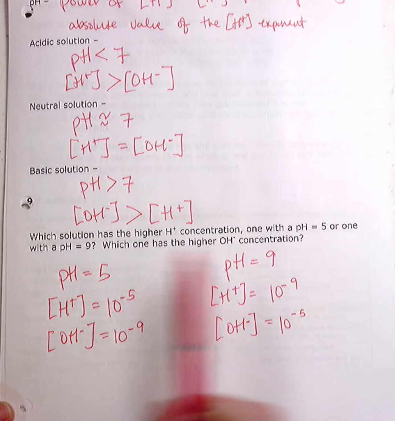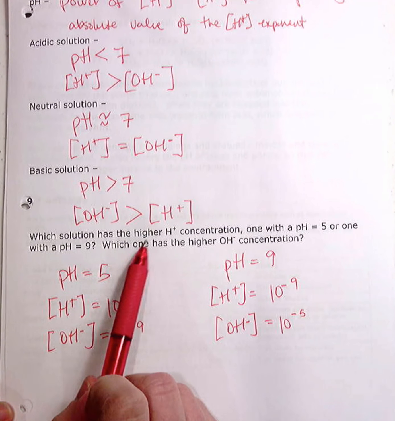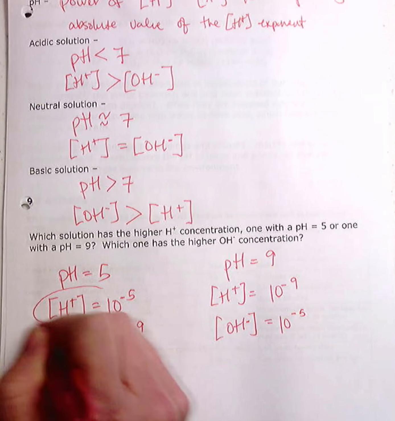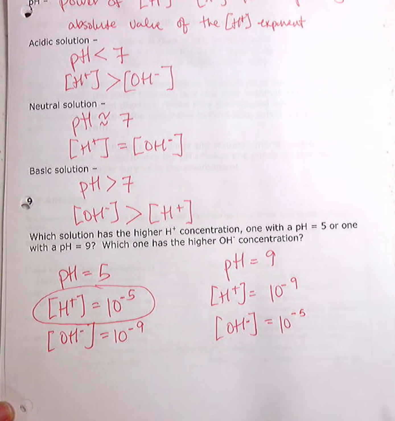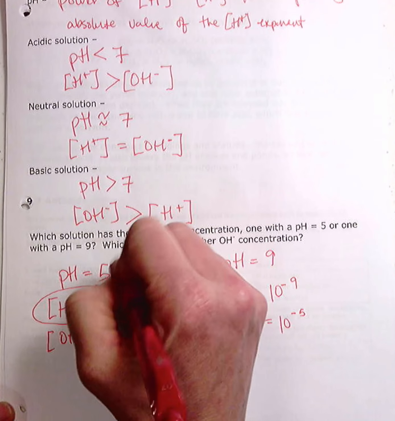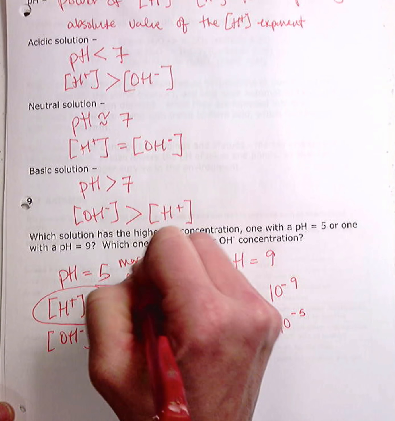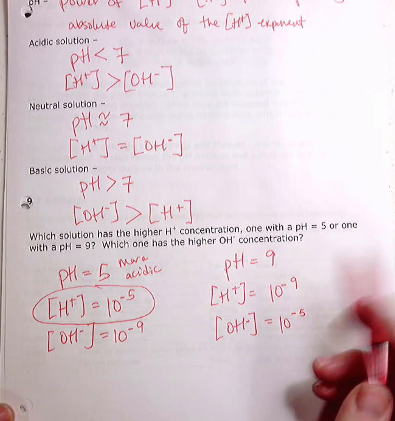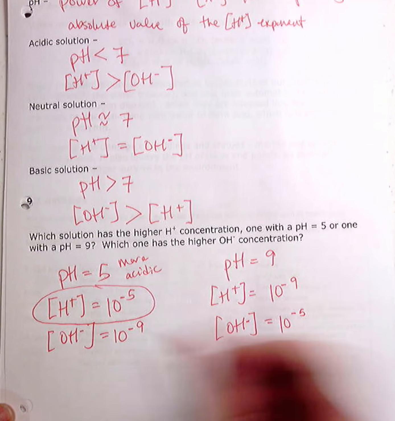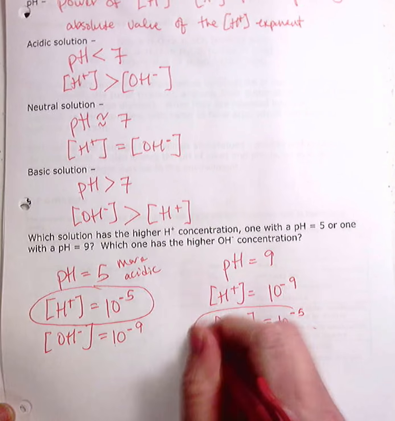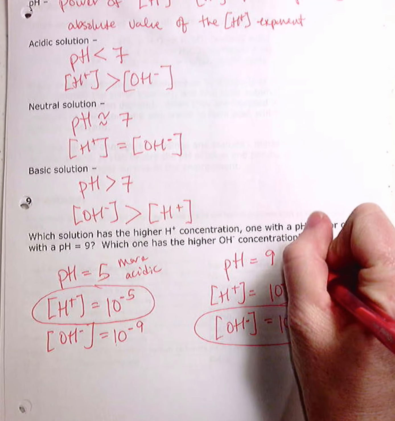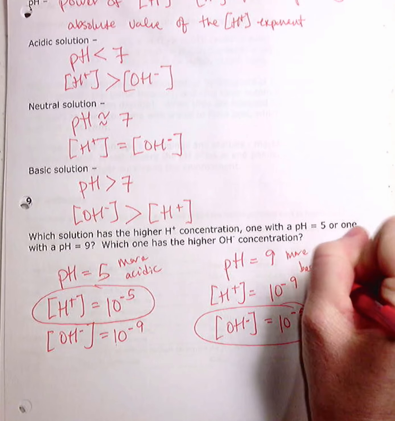So which solution has the higher hydrogen ion concentration? This would have the higher hydrogen ion concentration. That makes sense. This is more acidic than a pH of 9. And the higher hydroxide ion concentration between these two is going to be here. And that makes sense because the pH is more basic.